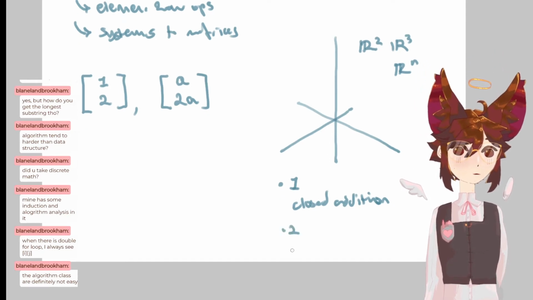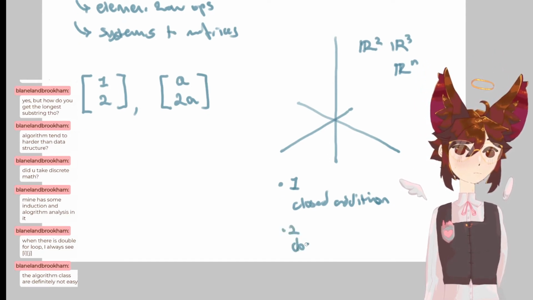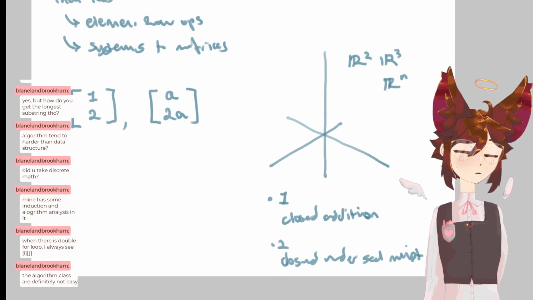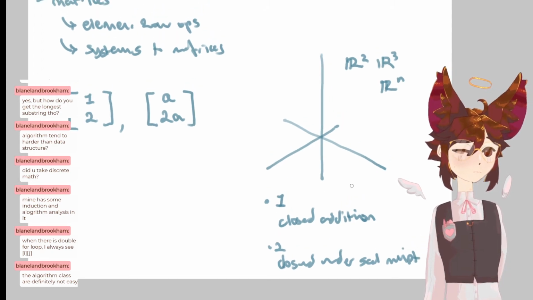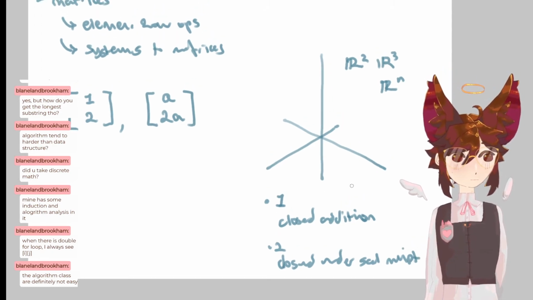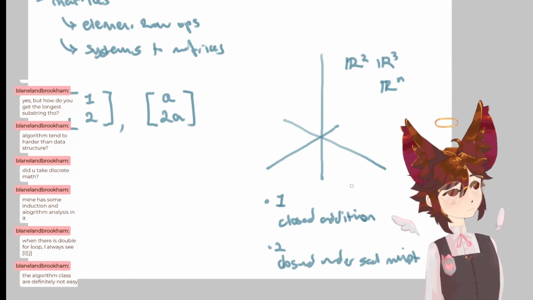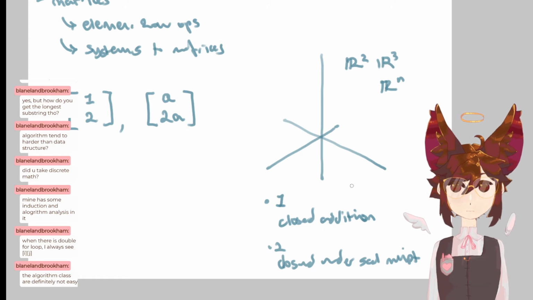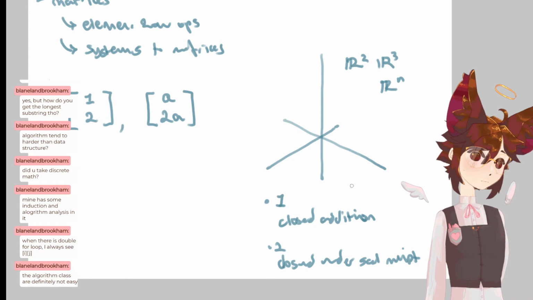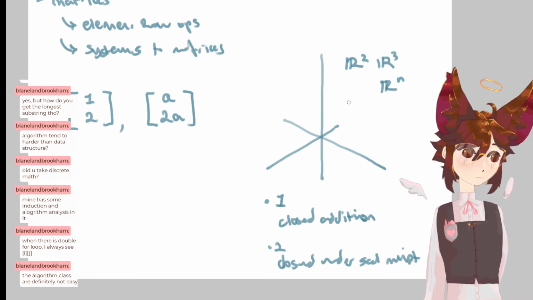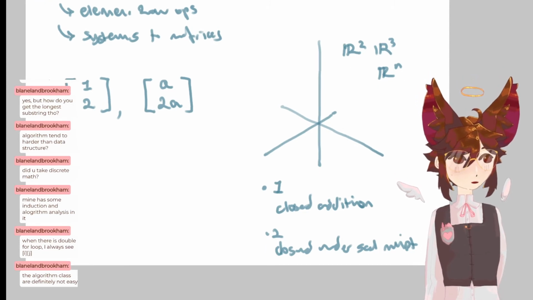And the second one is closed under scalar multiplication. That means that when you multiply a vector by a scalar, it also has to stay in that space.